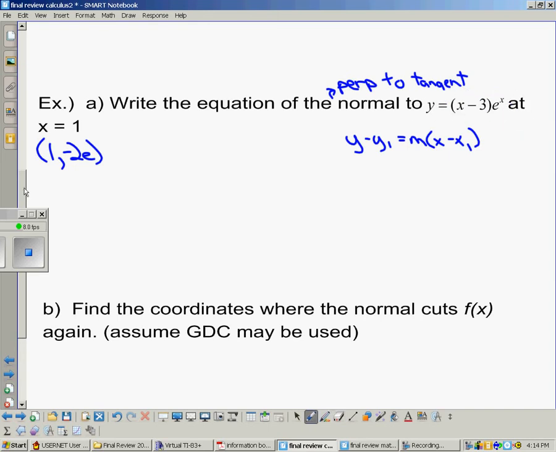To find the slope, we're going to have to first differentiate. Okay, so let's use product rule here. x minus 3, all times e to the x. So derivative of the first part, derivative of x minus 3 is just 1, times the second part, which is e to the x, plus x minus 3, first part, times derivative of e to the x, which is just e to the x. Let's put them together, see what we get. e to the x plus x e to the x minus 3 e to the x.